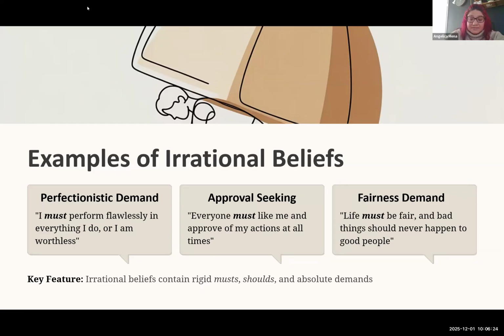but I'm still not going to treat somebody unfairly just because someone else is treating somebody unfairly, right? Things that are more rational and more logical, and that allow us to still operate according to justice and our beliefs, but that are more obtainable, right? So at the bottom, you can see some key features that are often included in irrational beliefs. This is, like I said, rigid thinking, like one must and one should. These are absolute demands that we often have that are just not very realistic for day-to-day life. And so we want to learn to be a little bit more flexible with our thinking.